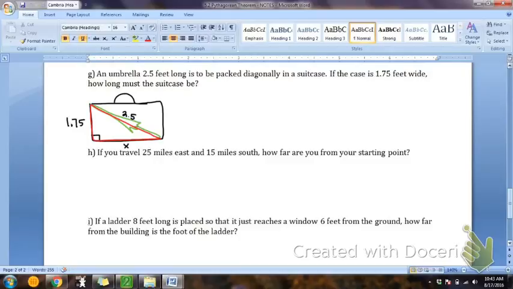Okay, so again, we're going to use our c squared equals a squared plus b squared. What's the c value in this problem? Across from your right angle. Okay, so across from the right angle is the c value, so 2.5 squared equals 1.75 squared plus x squared. Please check your paper and make sure that you have x in the correct spot.